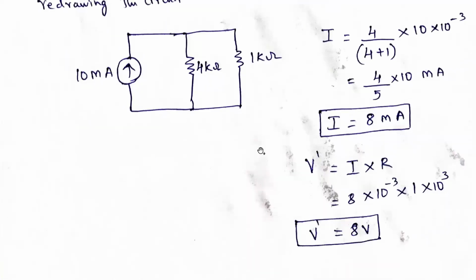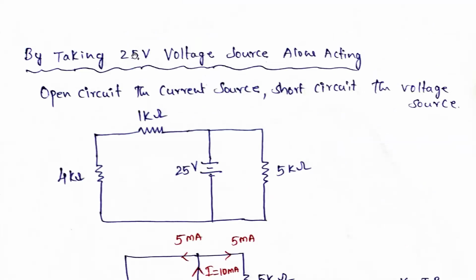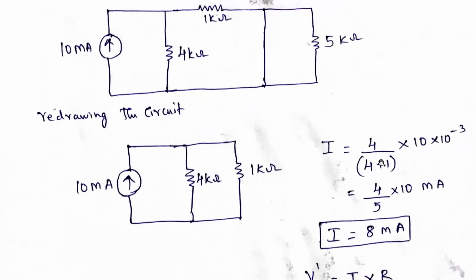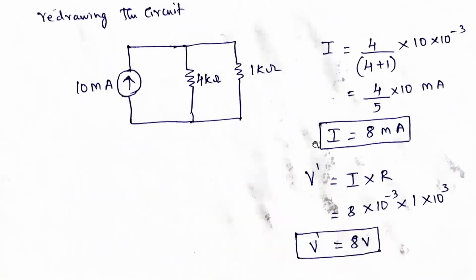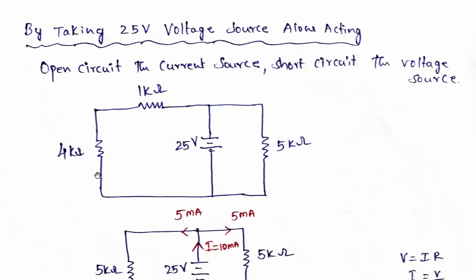Now, next, by taking the 25 volt voltage source acting alone, the current source is open circuit and the other voltage source is short circuit. So in this circuit, only the 25 volt source is acting alone. This is short circuit and this is open circuit. Now redrawing the circuit, it will come like this: 4 kilo ohms, 1 kilo ohm, here voltage is 25 volts, here is 5 kilo ohms.